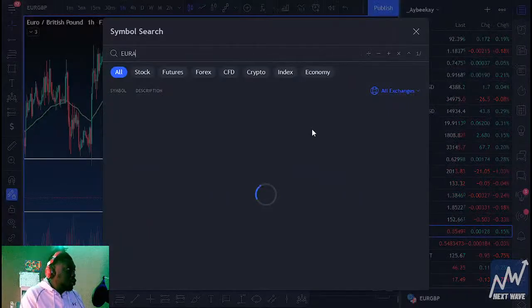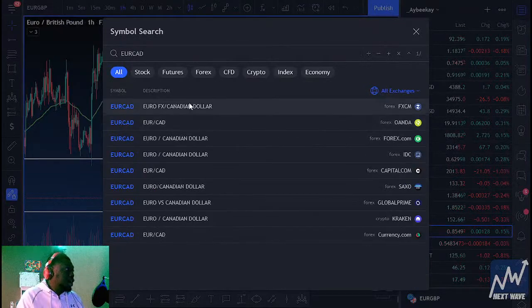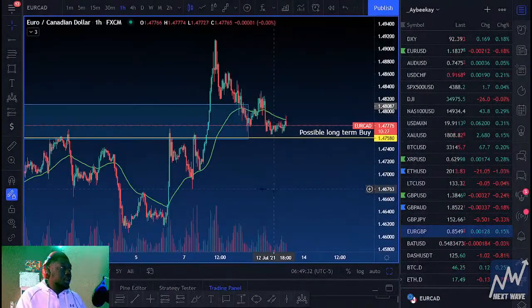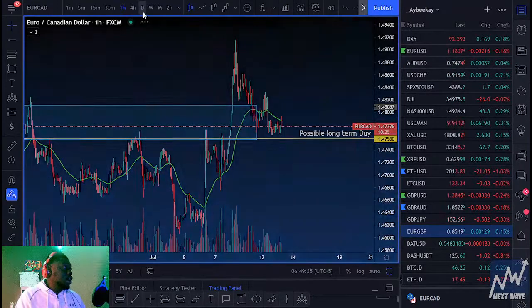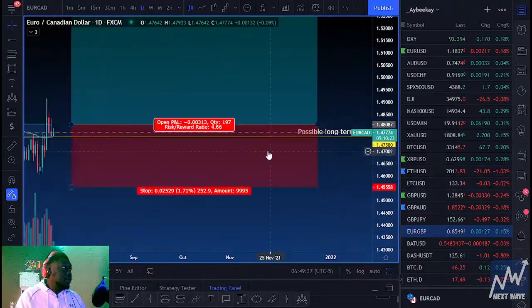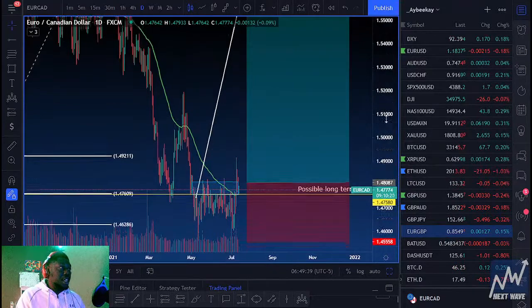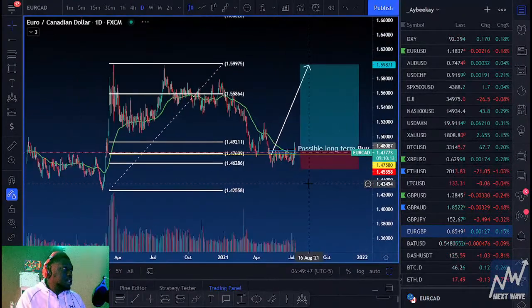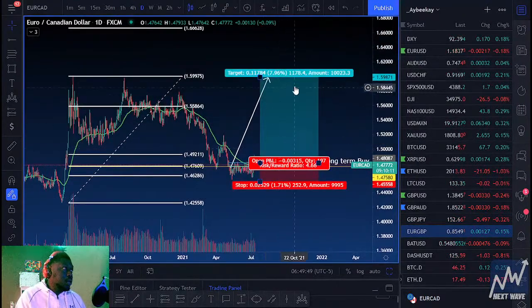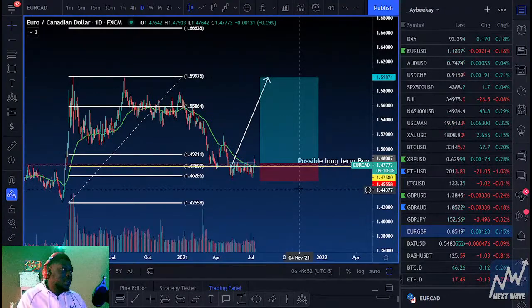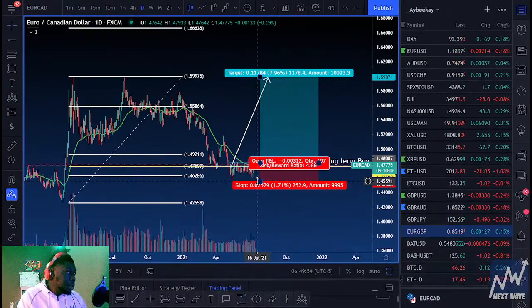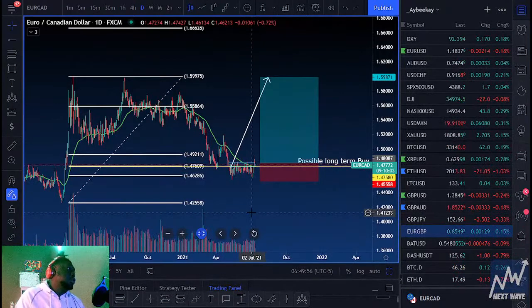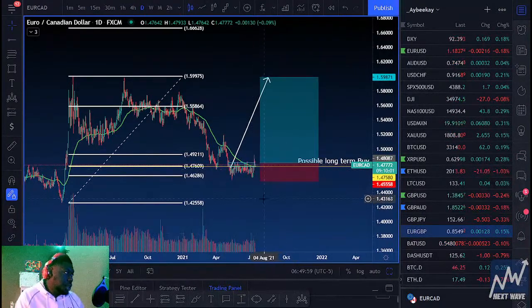I'll take a look at EURCAD real quick, because I know I tried to trade it with a group the other day, and I took an L off of that. Long term wise, I am looking for a buy, and I am actually in a possible long term buy. I have it marked off right there for 1.47600 basically for a swing trade. 1,178 pips, 252 pips will be risked. It doesn't matter about the pips though. It's all about how much you're risking and what the risk reward is. So that's just an idea that I had.